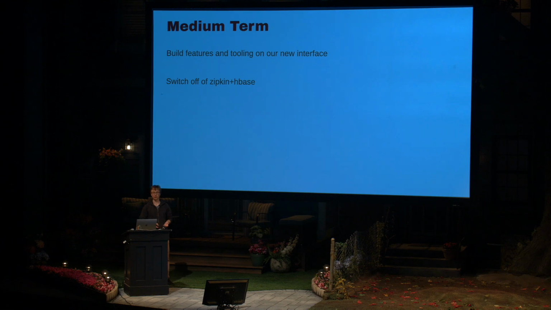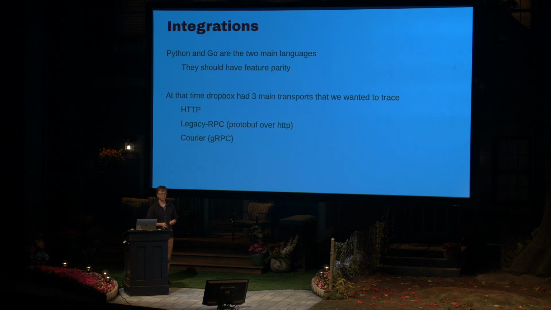So now that we had shored up the ingestion pipeline, we knew what tracing should look like, we had to start actually adding value, building on top of tracing. So we decided to build new features and tools. This is new integrations, fix up the old ones, and also switch off of Zipkin and HBase. So first off, integrations. These are the things that actually emit your trace data from your processes into some sort of trace system. And we had two main languages at the time, Python and Go. And like I said previously, they had totally different APIs. They were just different, like not even close to anything you'd see in OpenTracing or OpenCensus. So first thing we did was get feature parity there, make them the same, make them consistent.